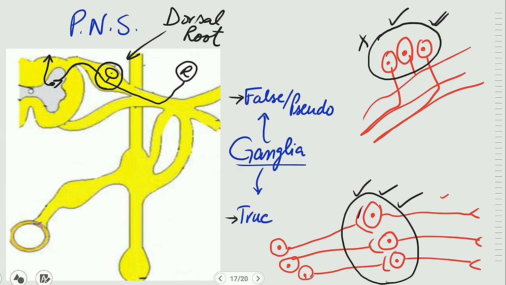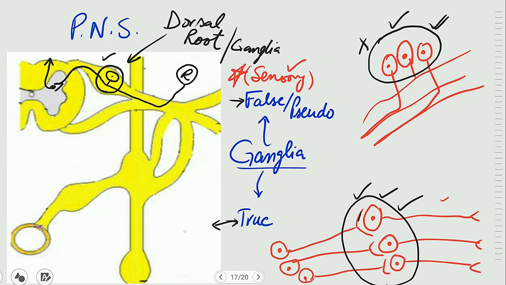So the pseudoganglia, the false ganglia, is also named the dorsal root ganglia, because in the spinal cord its location is fixed, it's always present in the dorsal root. And now the true ganglia belongs to the visceral nervous system. The visceral nervous system is also known as the autonomic nervous system, and true ganglia belongs to the autonomic nervous system motor part. I will explain in my upcoming videos, but for now just remember that true ganglia belongs to the autonomic nervous system motor division, which has two parts, sympathetic and parasympathetic.